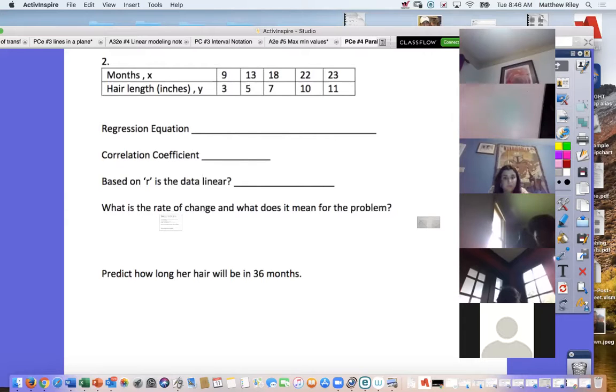Again, I can only see about 5 or 6 of your cameras. I see those people working. Everybody else, be prepared to be called on. I just want to check, make sure you guys are doing what you need.